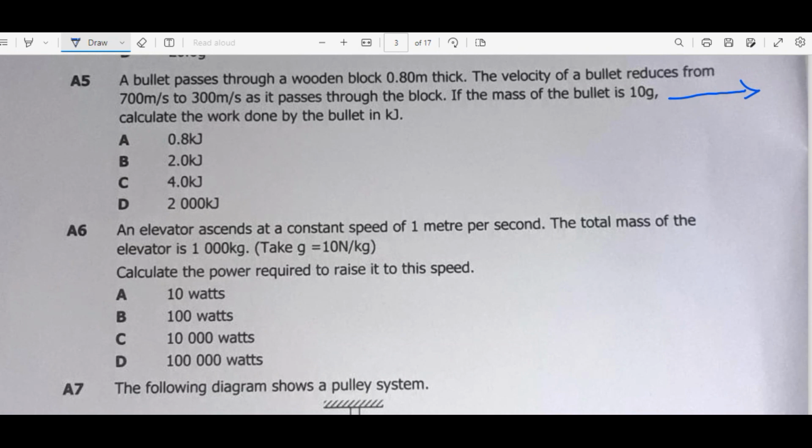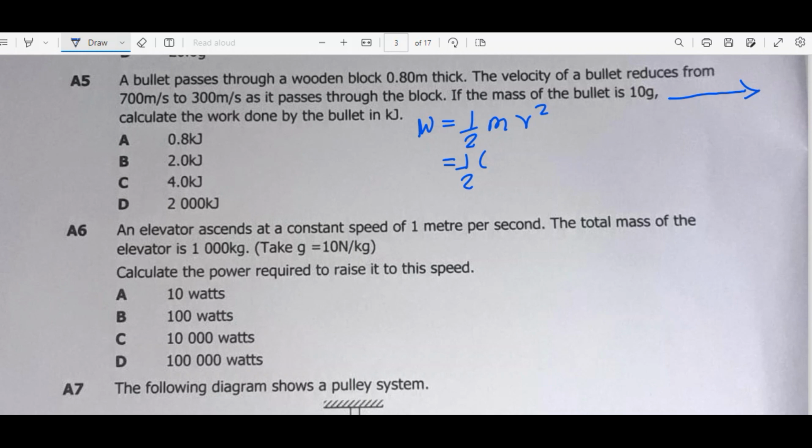We know that work done is equal to force times distance. Now we don't have the force, though we have the thickness. So now how can we find this? We need to use the formula for kinetic energy, which is given by, now we'll say work done is equal to half mv squared.